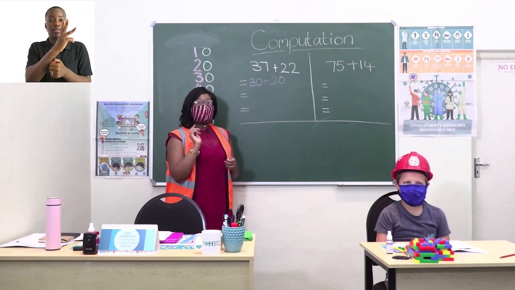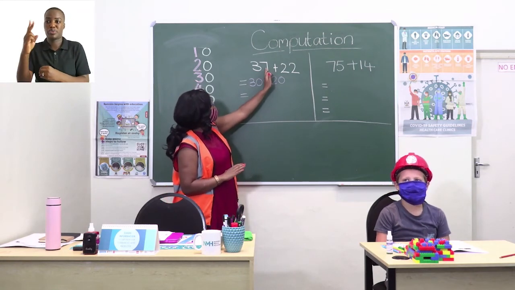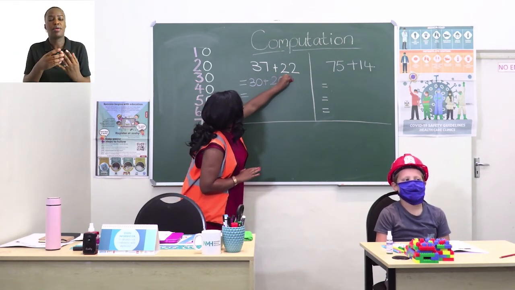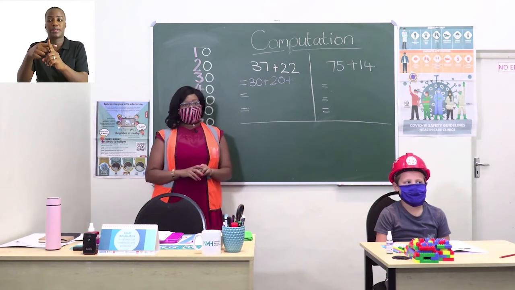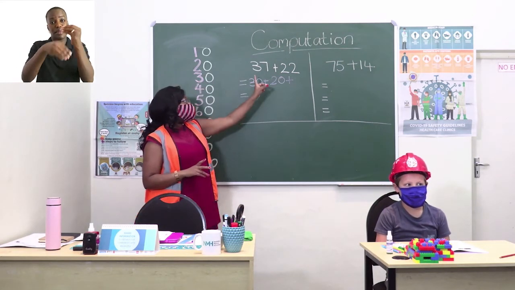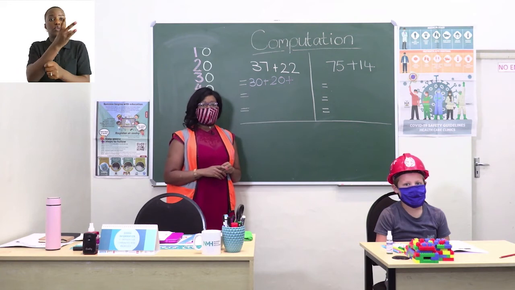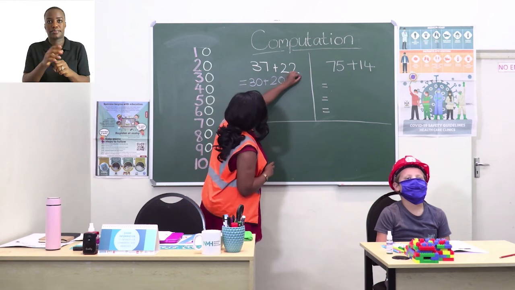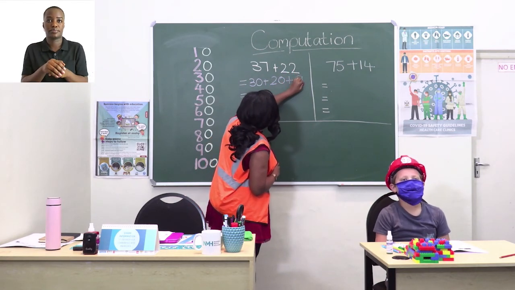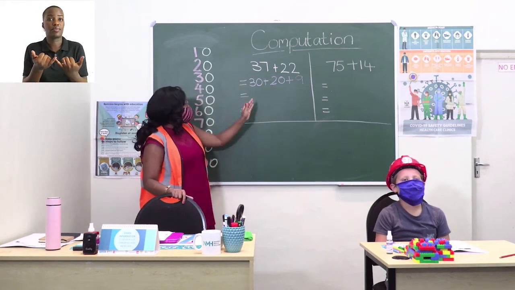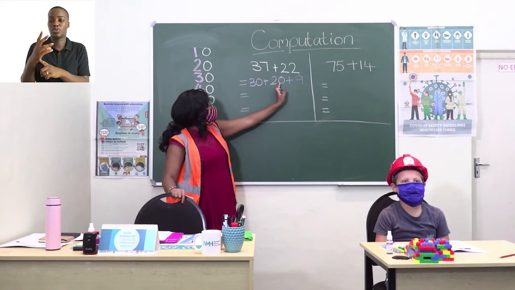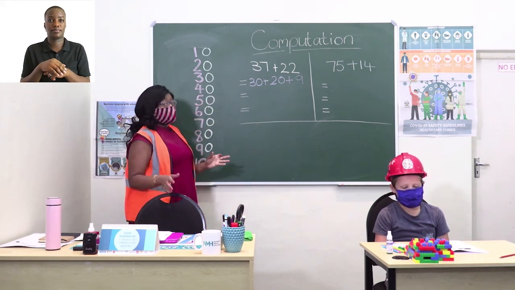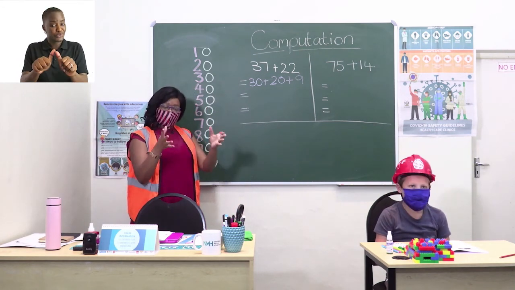But we still need to put the units. So we take our units and we add them right then and there. 7 plus 2 equals 9. So we're going to take our 9 and place it here. Now our sum reads 30 plus 20 plus 9. And we're going to even further decompose.